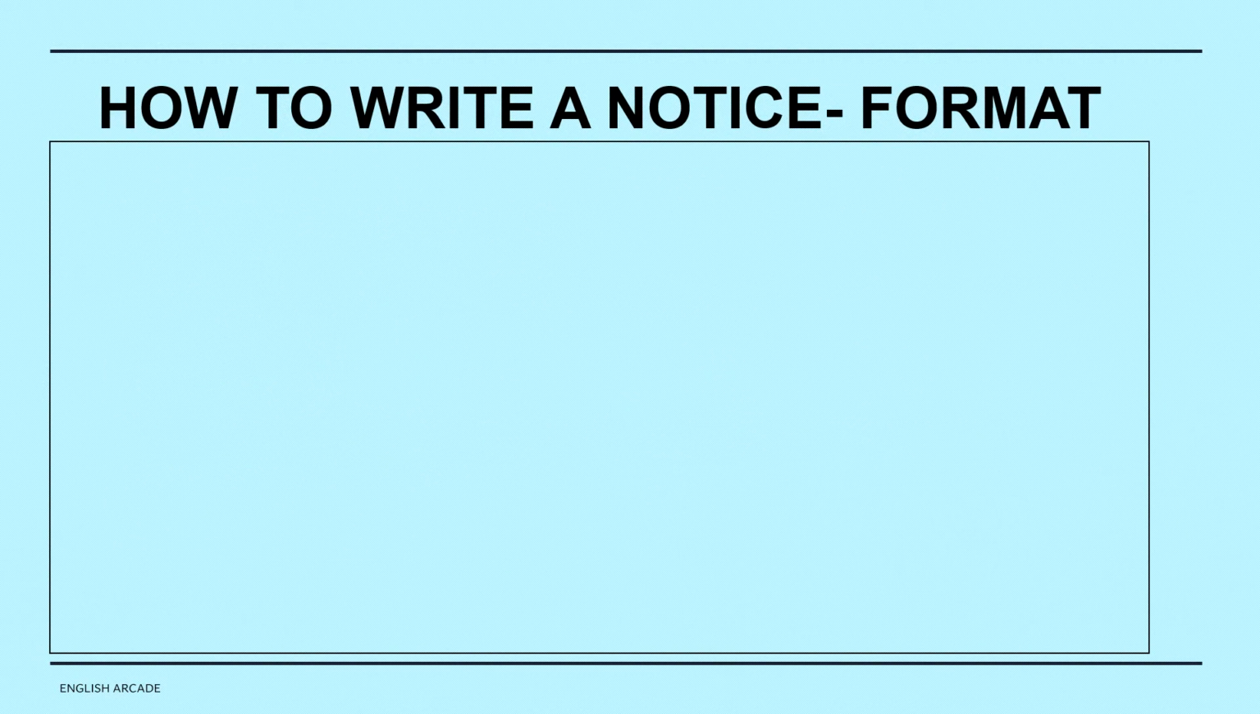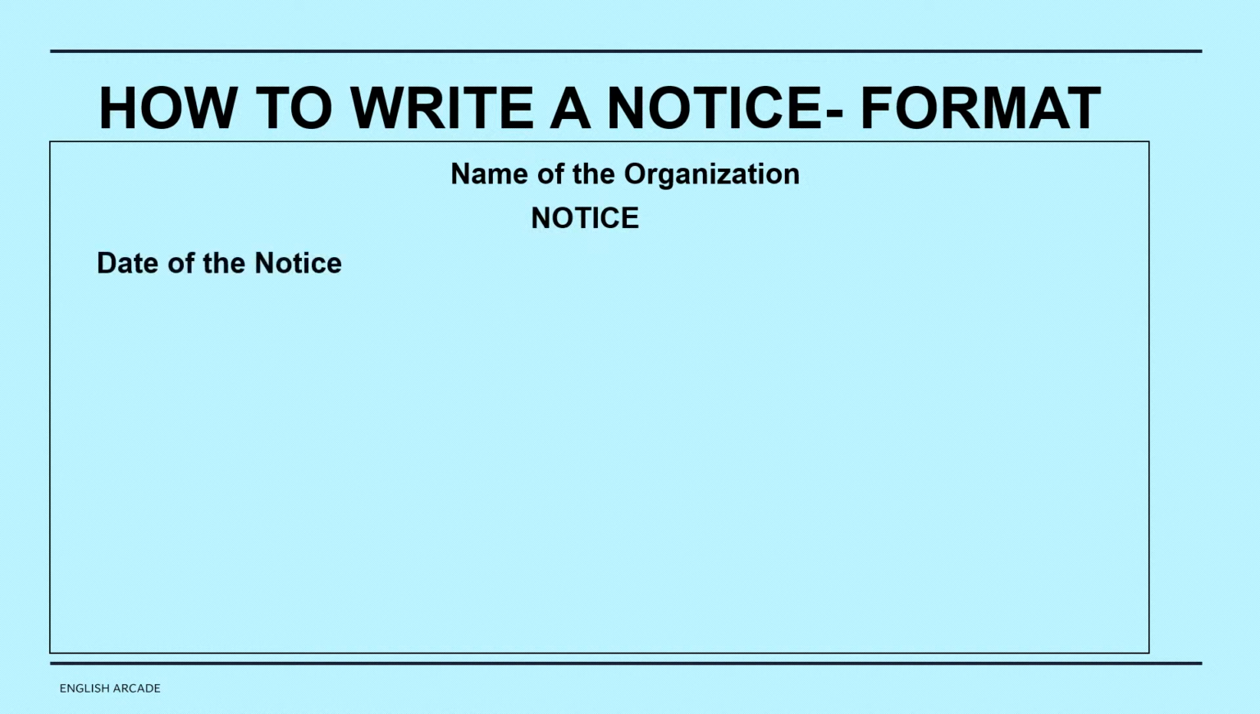So friends, let us learn how to write a notice and have a look at the format. First and foremost, draw a rectangular box with a pen and a scale. Write the name of the organization in the center on the top. It should be followed by the word notice to be written in capital letters. The date of the notice comes on the left, and this is followed by the title or the heading to be written in the center, preferably in capital letters.